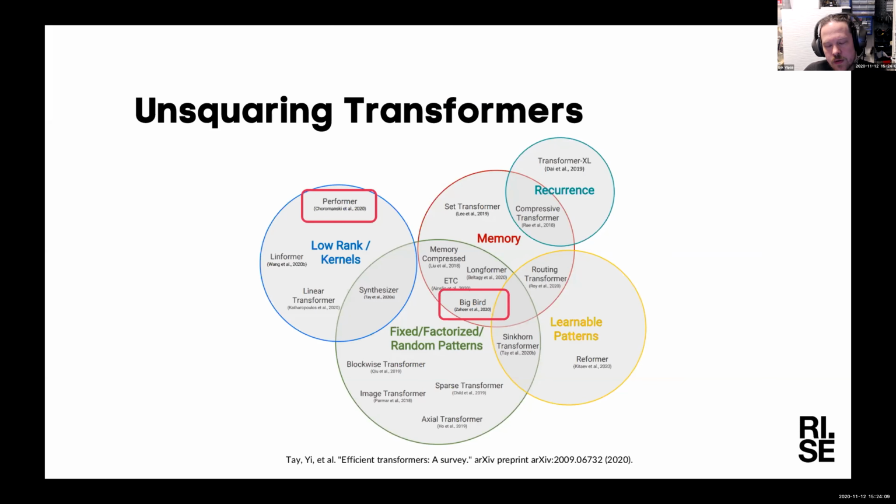So this is a good survey of efficient transformers, which I can recommend. They have a depiction of different kinds of attempts to do this. And we'll look at Big Bird first, which they classify as fixed factorized random patterns, because Big Bird uses a lot of different ways of doing this. But I will focus mostly on the fixed factorized random patterns. And then we have the low rank methods, which try to solve this problem differently, where Performer is one of the most recent works.